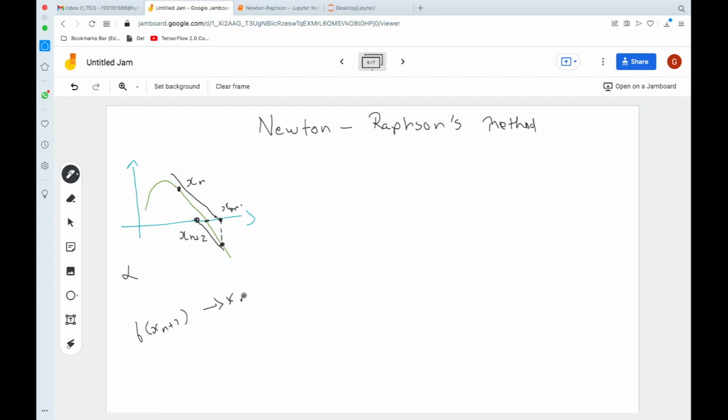Then again we repeat this process. We find f of x n plus 2, draw a tangent, land at x n plus 3, and keep repeating this process until we get closer to the value alpha. Okay, so let's write down the equation for the line.